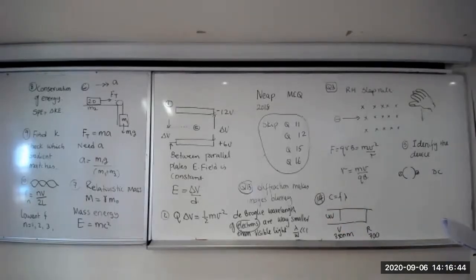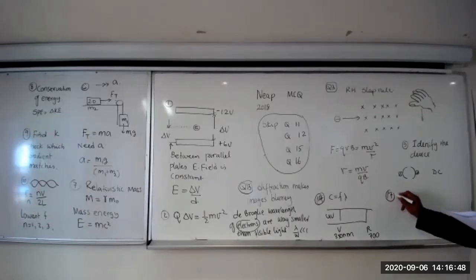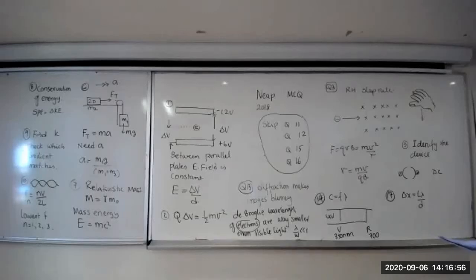15, 16 you can avoid. 17, fringe spacing, lambda on D. Lambda on D, fringe spacing.